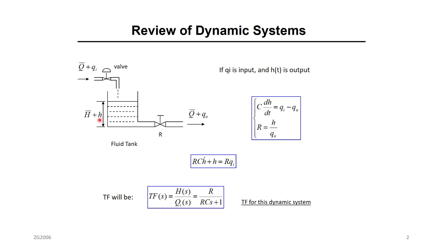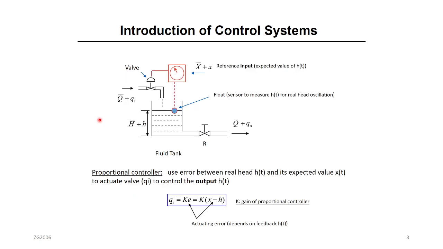So we want to have control over H. I want a specific H, the head inside the tank. I want it to be, for example, 1 meter. So what I'm going to do physically is control or actuate the valve, right? Open it or close it. So how are you going to do this?